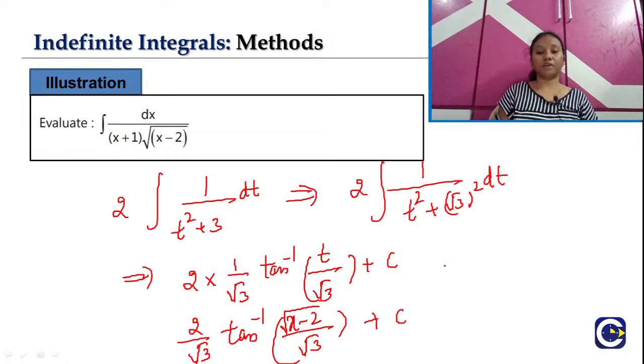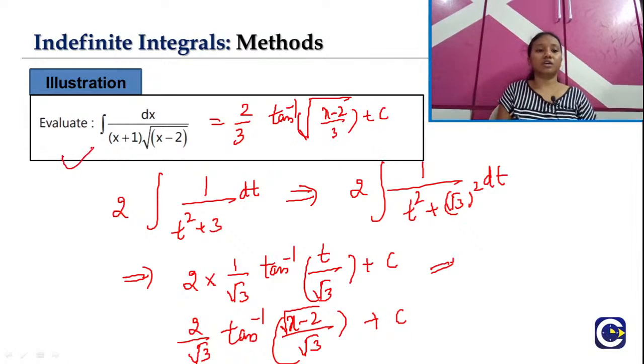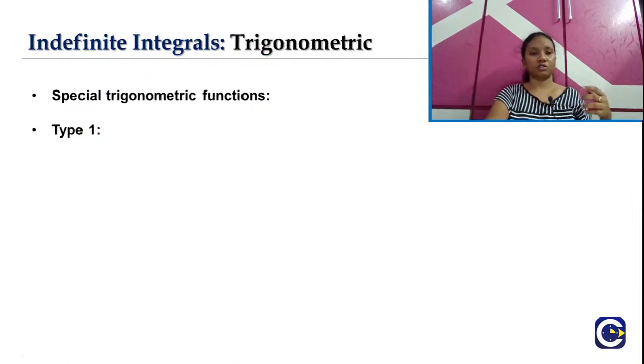So this will be our final answer. The integral here will be equal to 2 by root 3 tan inverse, and I can put it as a whole root, square root of x minus 2 by 3, plus constant c. So this will be the final answer for this integral. Right, so this is about our type. Based upon the type they have given, we can observe which will be the simplest way to solve it, and then we can follow the procedure.